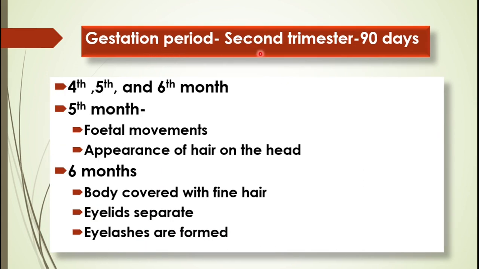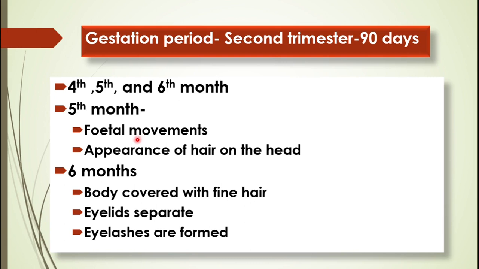Let us see what happens during the second trimester. The second trimester is the next 90 days, or in other words, the fourth, the fifth and the sixth month of pregnancy. In the fifth month, there is a very important milestone, and the milestone is the fetal movement. The mother can experience the fetus moving within her womb.